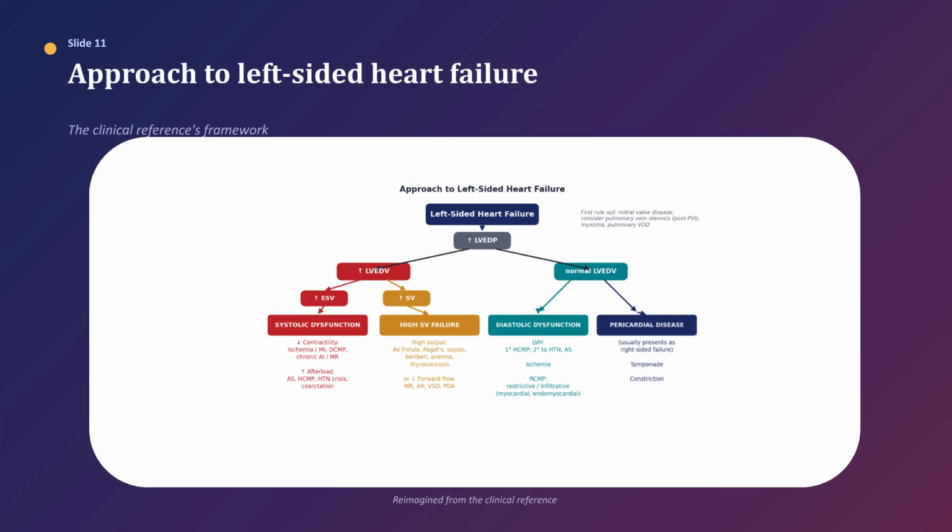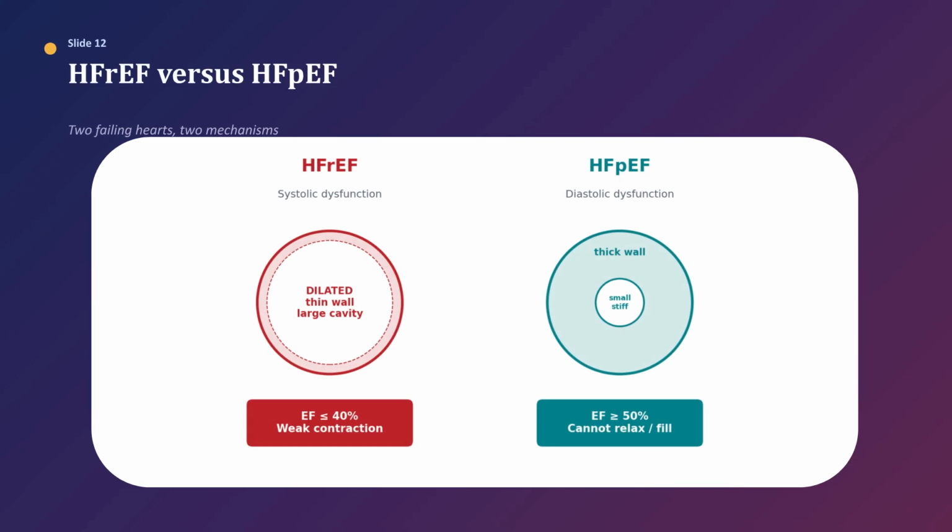When approaching left-sided heart failure, we assess ventricular size and function. We distinguish between systolic dysfunction due to reduced contractility, high output states, or excessive afterload, and diastolic dysfunction or pericardial disease. We categorize heart failure primarily by the ejection fraction. HFrEF, or heart failure with reduced ejection fraction, involves a dilated, weak ventricle. HFpEF, or heart failure with preserved ejection fraction, involves a stiff, non-relaxing ventricle.